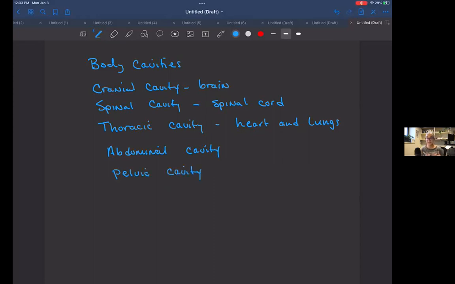So this actually contains, say, for example, in females, the ovaries, the reproductive structures. In males, it would contain the prostate gland and the seminal vesicles. So the abdominal cavity is primarily, for example, digestive organs. And then the pelvic cavity could be bladder, reproductive organs.